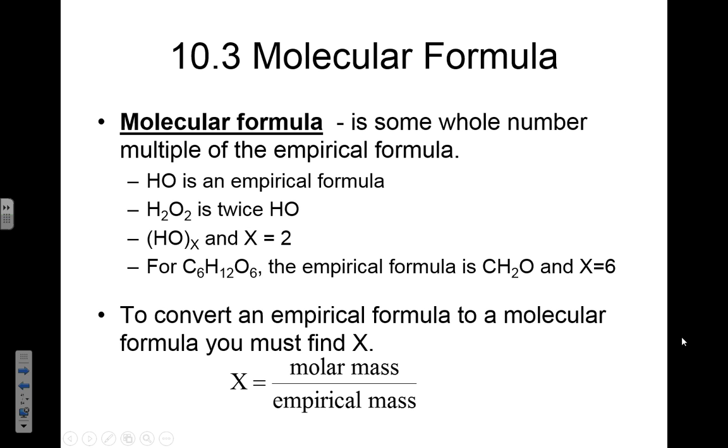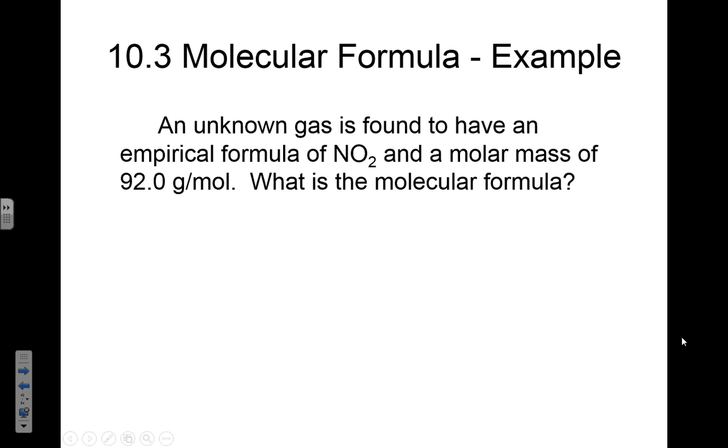Well, how do we get X? If we experimentally determine the molar mass, and we divide it by the empirical mass, we would find out what the multiple is, how much bigger it is. So this is what a typical molecular formula problem looks like. An unknown gas is found to have an empirical formula of NO2. So that part of the problem has already been done. And a molar mass of 92.0 grams per mole. What's the molecular formula?